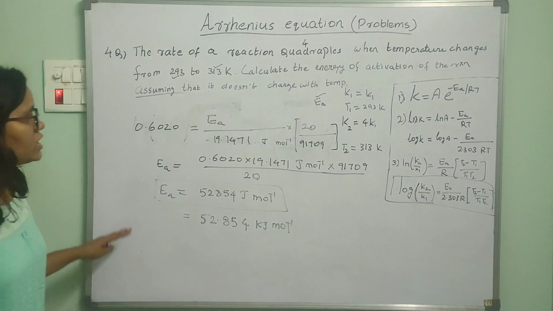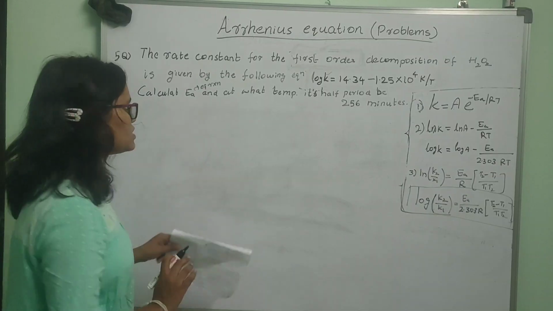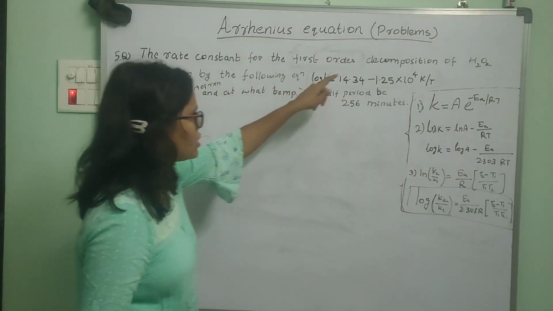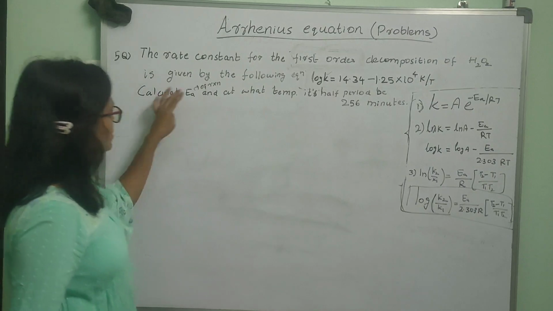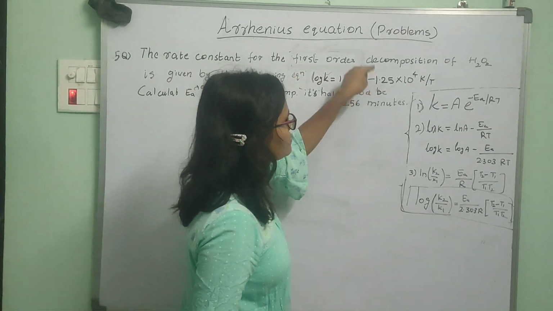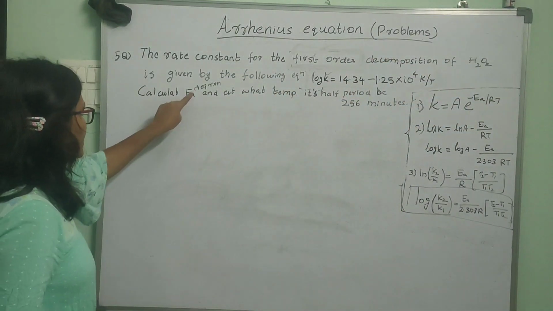Now we will move on to the fifth problem. Let us solve this fifth question. So the question is, the rate constant for the first order decomposition of H2O2 is given by the following equation. So this equation describes the decomposition of hydrogen peroxide. Calculate EA of the reaction.